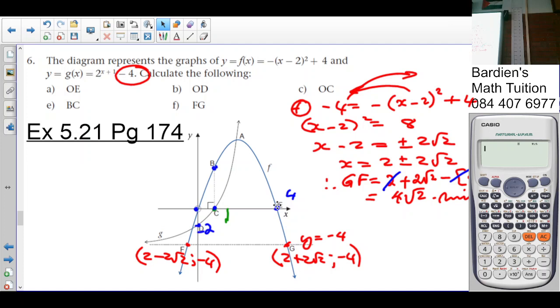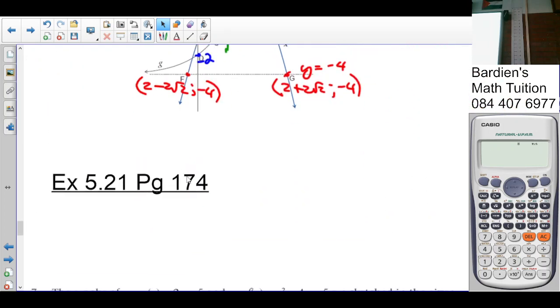Okay. Any confusion here? No clarity needs to be given on any of these questions? Then you have to do number 7.